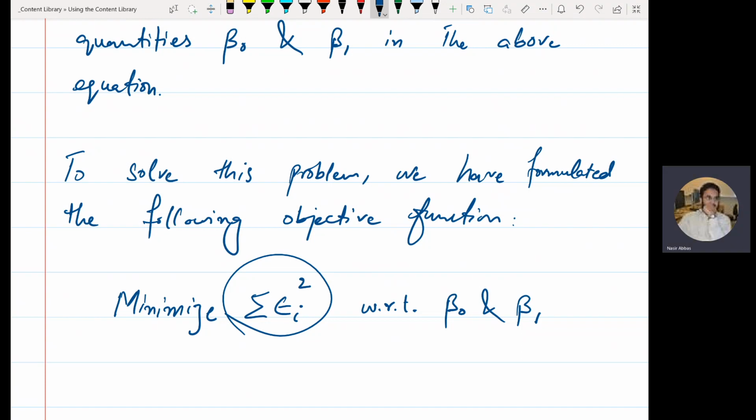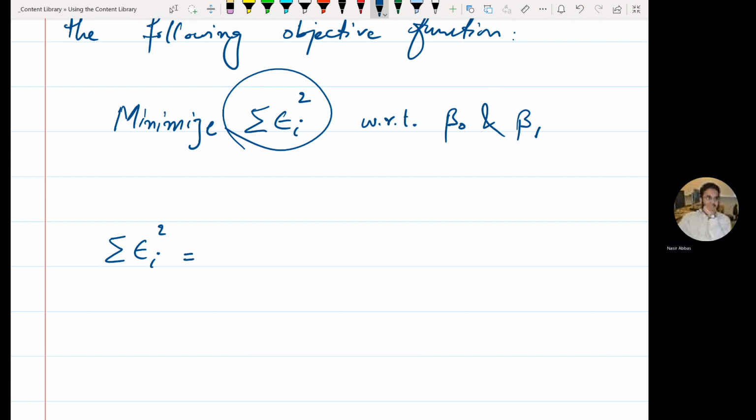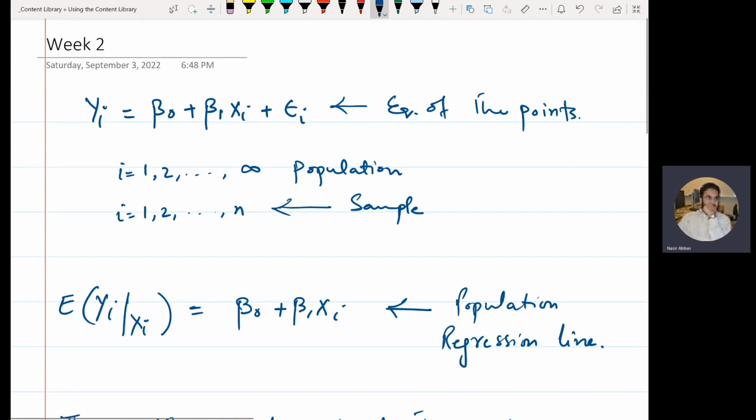A simple first derivative rule will be helpful here. To minimize, you just write the function, differentiate the function, and put it equal to 0, right? So the function is what? Summation epsilon i square. For this, I need epsilon, and I'll get epsilon from the first equation. What will be epsilon? From here, epsilon i will be yi minus beta naught minus beta 1 xi.